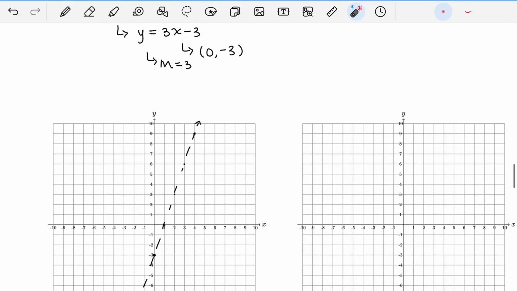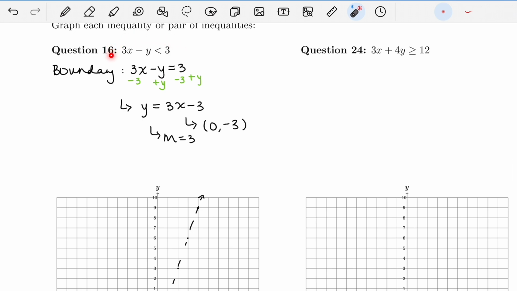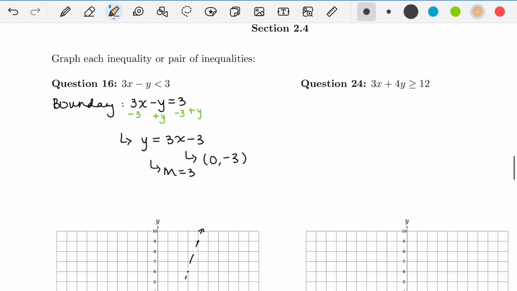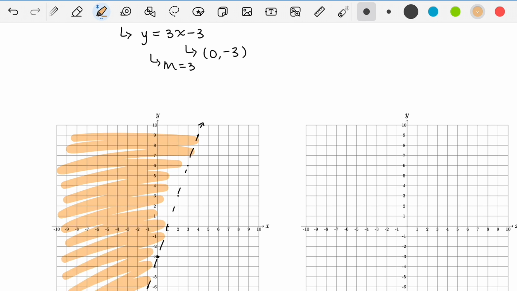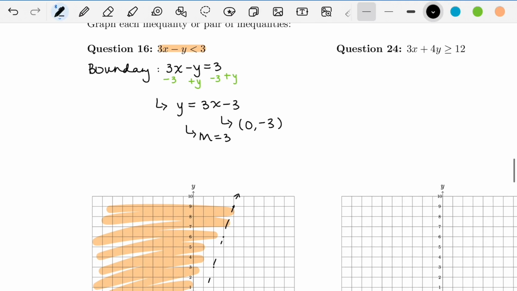Now, all we're going to do in this question, now that we've graphed this line here, is highlight the region where this is going to be true. And this is going to be everything to the left of this line here. So all of the solutions for this inequality are going to lay here, to the left of this line. All of these guys are going to make this inequality less than 3. And what we'll do is we can use a test point.